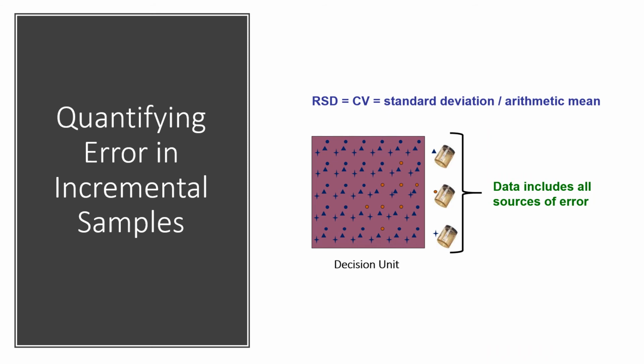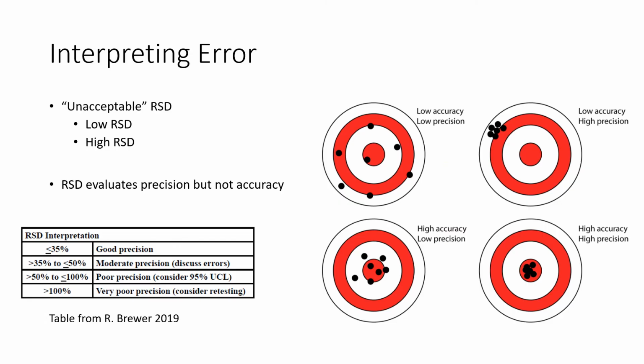When collecting incremental samples, we typically do this in triplicate so that between-sample variance can be quantified. This is a measure of whether the samples are producing a reproducible estimate of the mean concentration in the decision unit and whether the sample collection, processing, and analytical methods adequately control for heterogeneity. The relative standard deviation, or the coefficient of variation, is calculated as a measure of variance. Relative standard deviation is a quantification tool that evaluates precision but not accuracy.